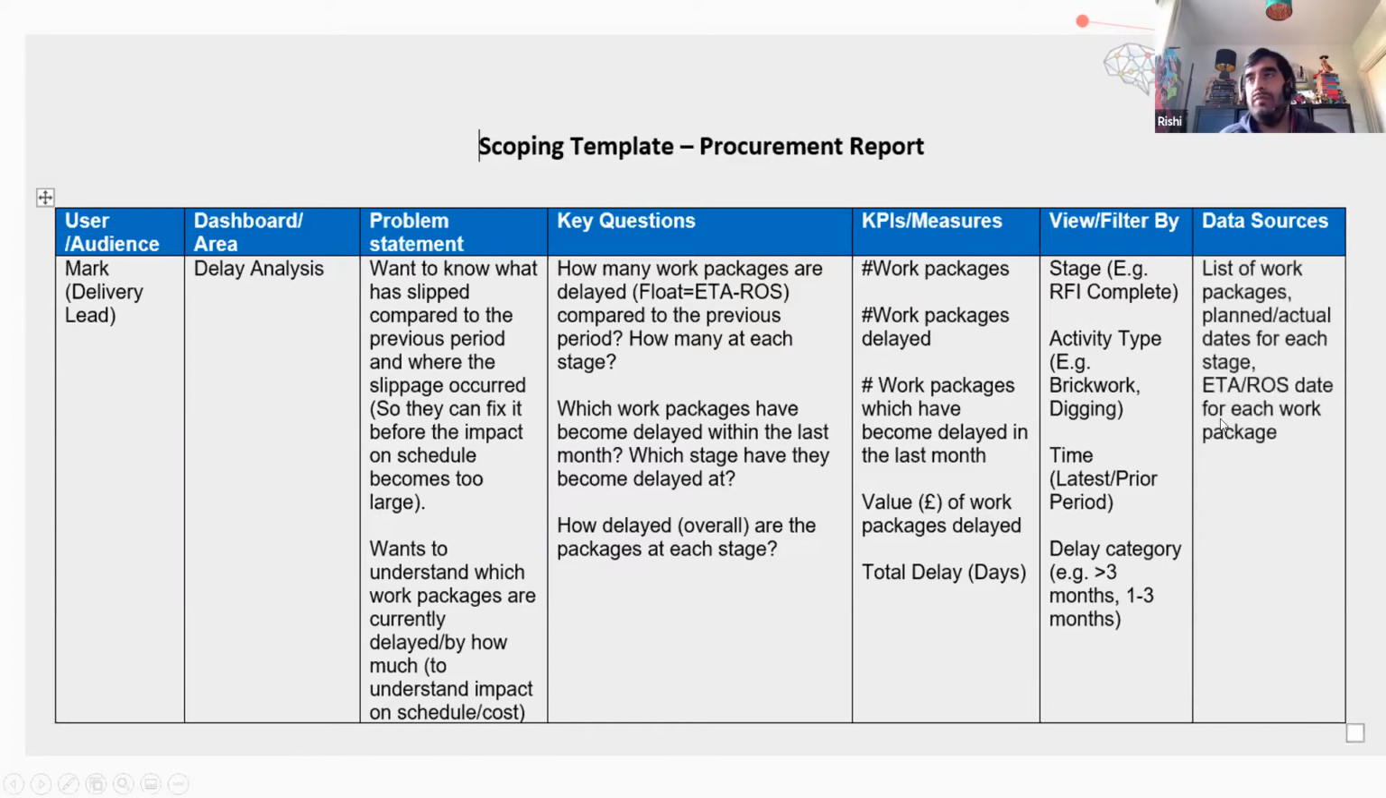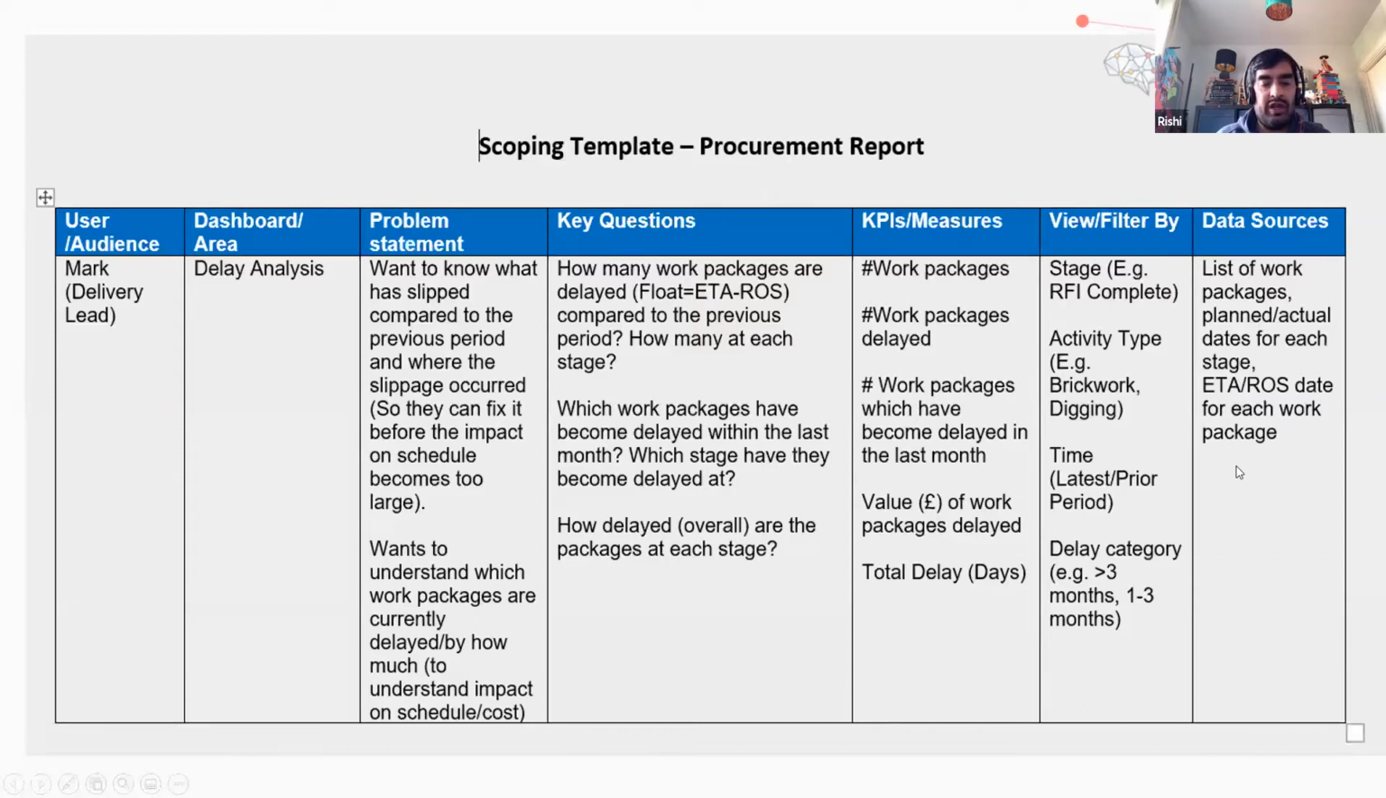And then data sources. Just a very high level, one-liner description of what data source would give us this information: the KPIs and measures, and what we could view and filter them by. So we have the list of work packages for each stage and the ETA and ROS dates. So the ETA date and the required on-site date for each work package.